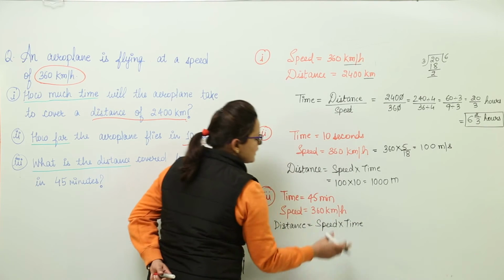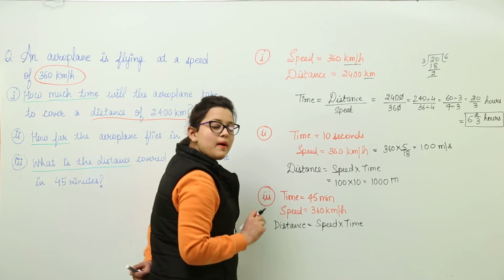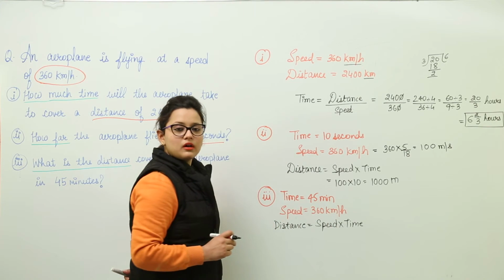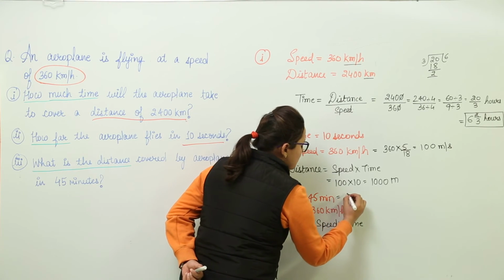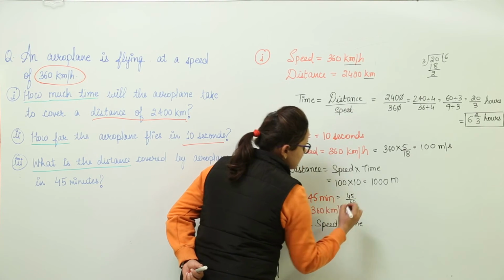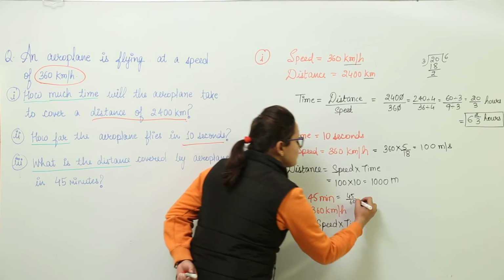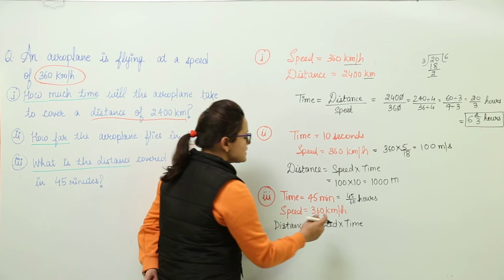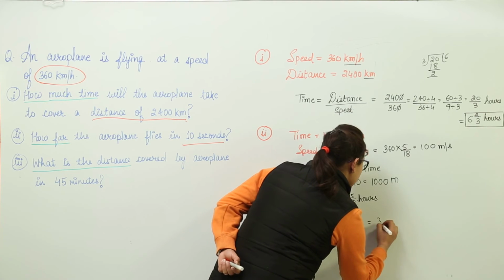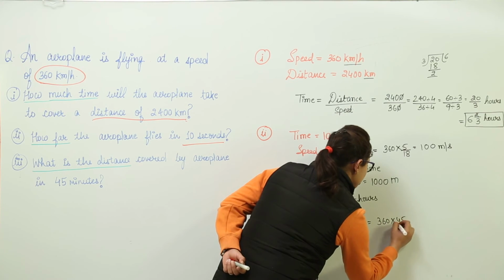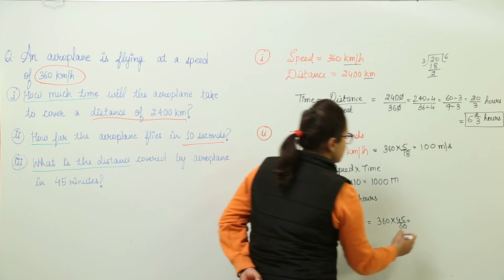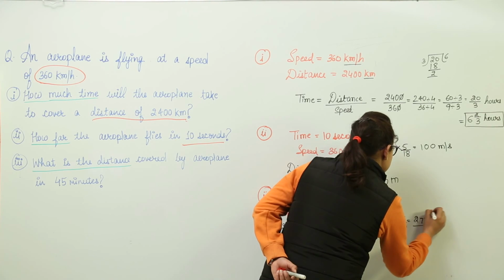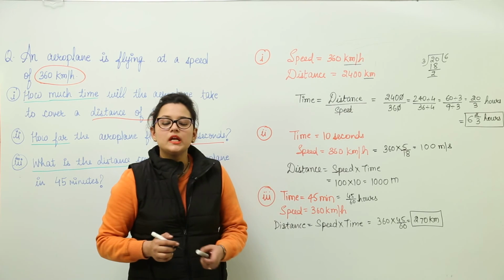Before moving forward, let us check, do we have both the values? Yes, we do, but their units are different because the time is in minutes whereas the speed is in kilometers per hour. So we convert the time into hours by dividing 45 by 60. Now we have the time in hours and the speed in kilometers per hour, the same units. We place it in the formula, and 360 into 45 over 60 gives us the exact value as 270 kilometers. So 270 kilometers is the distance traveled by the aeroplane in 45 minutes.